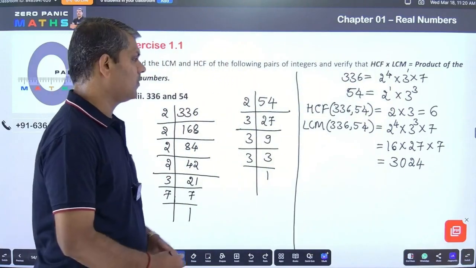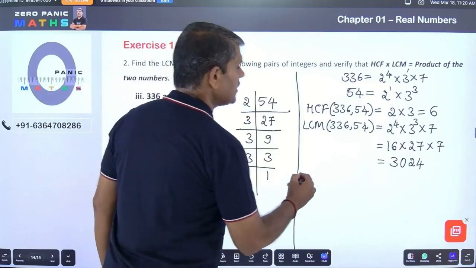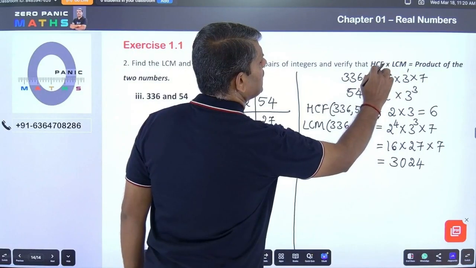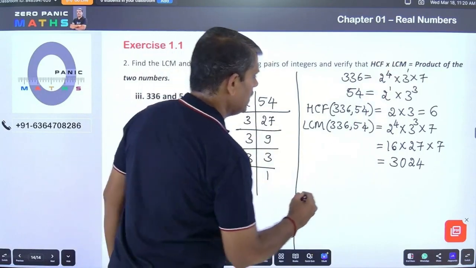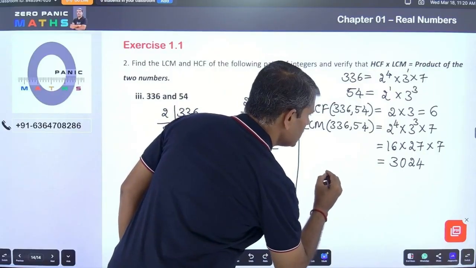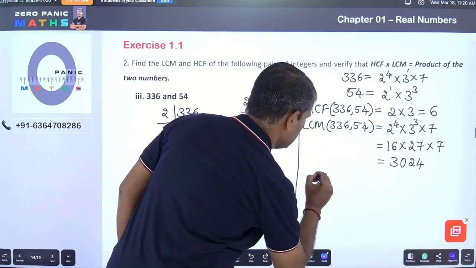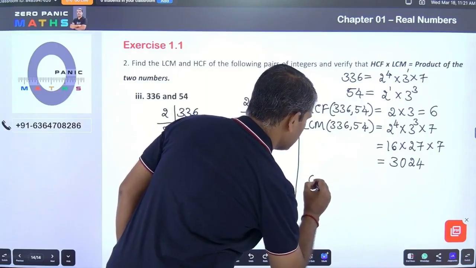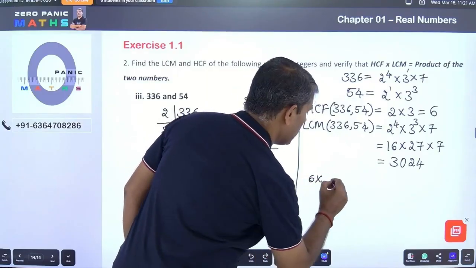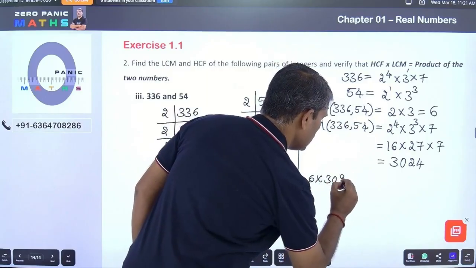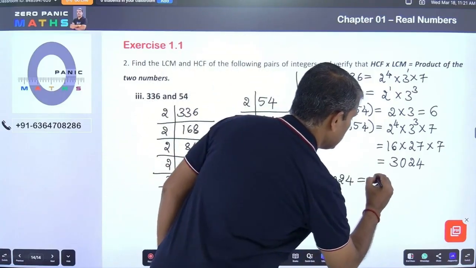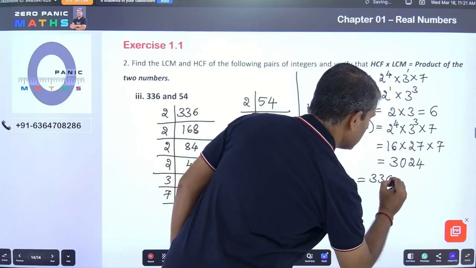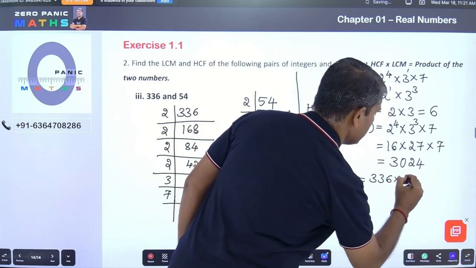Okay, now let us verify whether HCF multiplied by LCM is equal to the product of the two numbers. See, what is LCM? Sorry, what is HCF? 6 multiplied by 3024, which should be equal to the multiplication of 336 multiplied by 54.